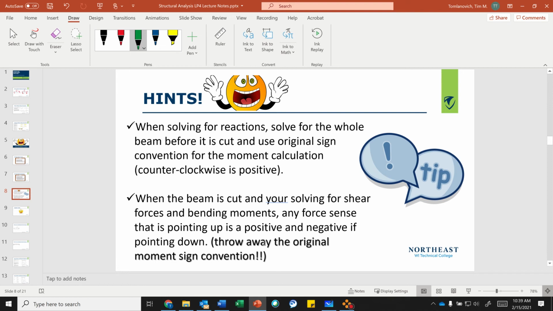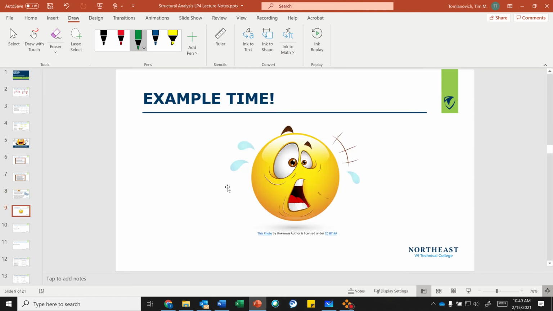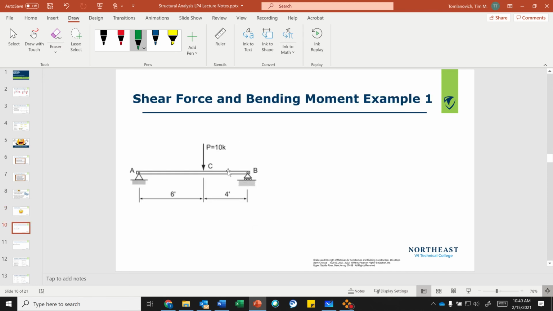Remember, positive shear, negative shear, positive moment, negative moment is the way it's deflecting, the way it's shearing and moving based on the way it's deflecting. So anything pointing up is positive, anything pointing down is negative. After I cut the beam, that's the convention. Before I cut the beam, I have to use my original sign convention. All right, ready for an example?